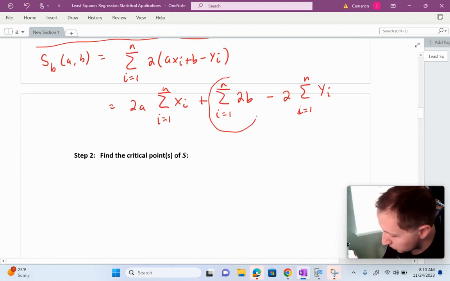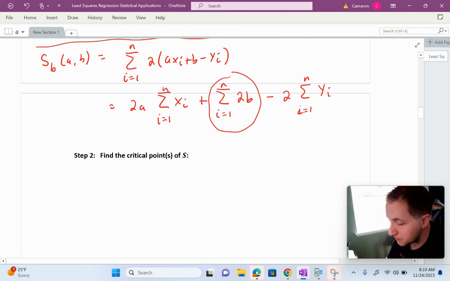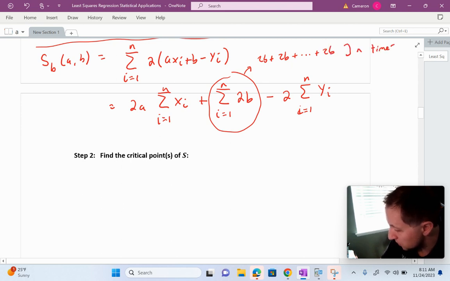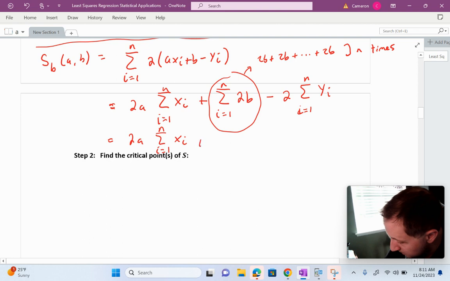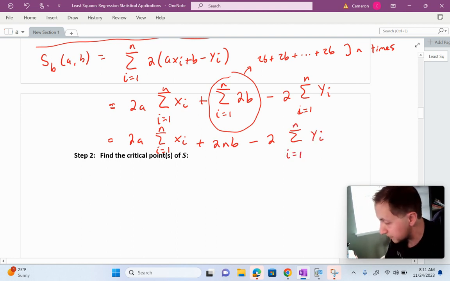So this one, it only depends on b. There's no index x sub i or y sub i. So think of it as you're really just adding up 2b n times, right? So you're doing 2b plus 2b, n times. And so this one we can actually simplify. This would be 2a sum i equals 1 to n x sub i. This would just turn into 2n times b. And then minus 2 sum i equals 1 to n y sub i. So there's our partial derivative with respect to b.